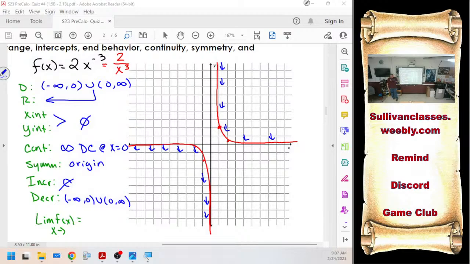My domain, as we go all the way left and all the way right, where is it? Both headed to zeros. So I can cheat and say plus or minus infinity. I can only do that when they're headed to the same value. Okay?